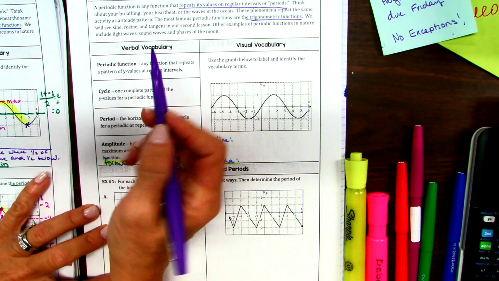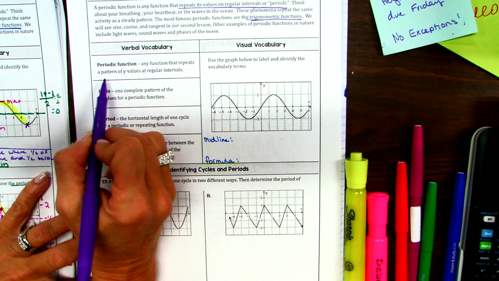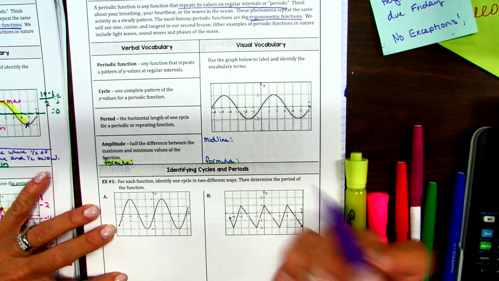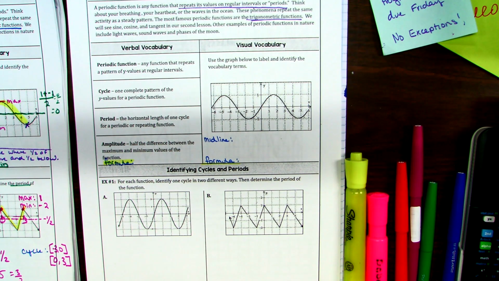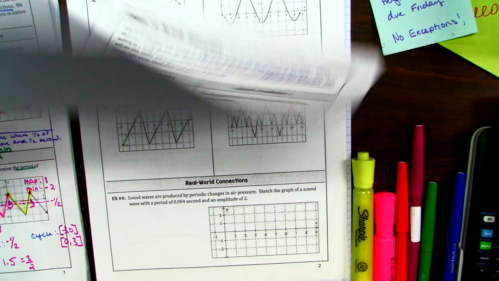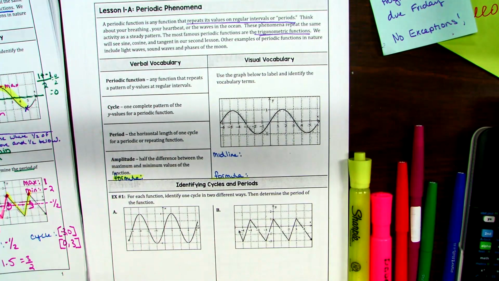So we just talked about what a periodic function is. It's any function that repeats a pattern of y values at regular intervals. And here's a graph of a periodic function. And you can see a lot of times they look like waves. We're going to get into some weird ones that have pointy stuff going on in them. But when we get to sine, cosine, and tangent, they're very smooth and curvy and predictable, and you'll see that when we get to it.